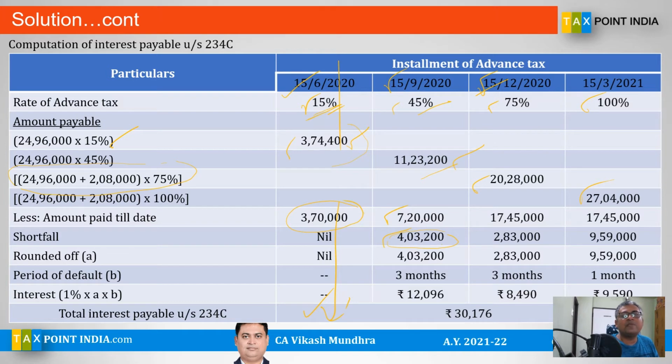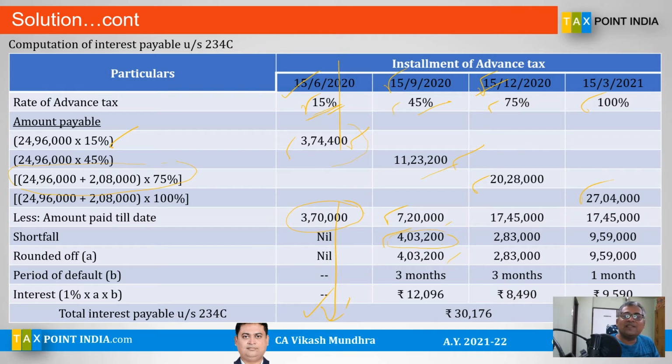Sir, we failed to pay 36% of our estimated advance tax liability by 15th of September 2020. Hence, the interest provision under section 234C is applicable. Once the interest provision under section 234C is applicable, it is calculated considering 45%. 11,23,200 you are supposed to pay, you paid 7,20,000. Shortfall of rupees 4,03,200. It should be rounded off in the multiple of 100 by ignoring fraction of 100. It is already rounded off.